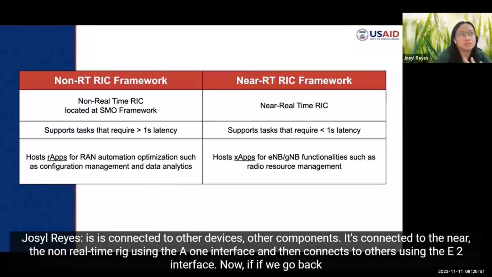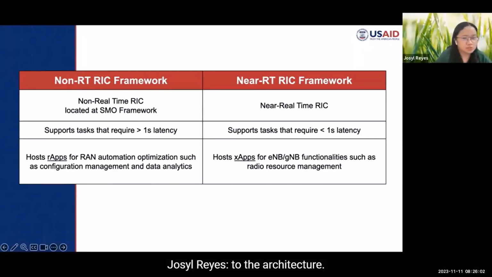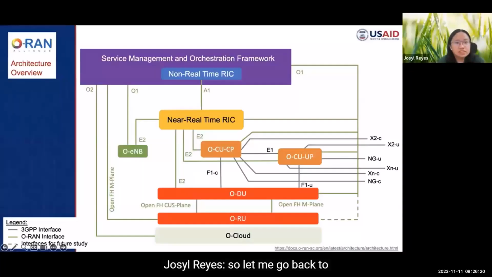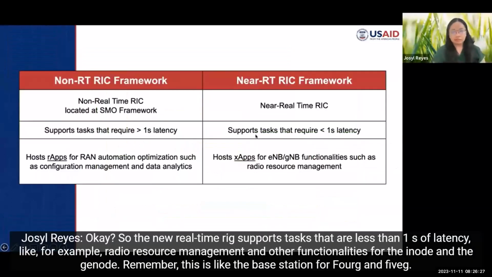Next, the near real-time RIC framework is connected to other components. It's connected to the non-real-time RIC using the A1 interface, and then connects to others using the E2 interface. Now, if we go back to the architecture, there's an E2 interface here connecting the near real-time RIC to the CU, the DU of different nodes. Okay, so let me go back to the table earlier. The near real-time RIC supports tasks that are less than 1 second of latency, for example, radio resource management and other functionalities for the eNodeB and the gNodeB. Remember, this is like the base station for 4G and 5G.